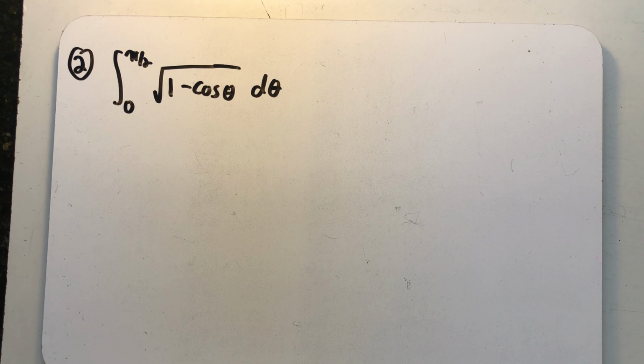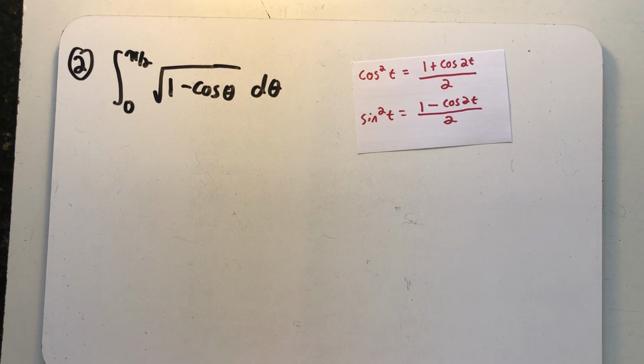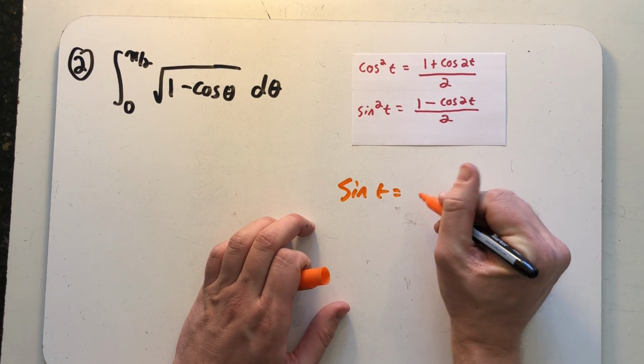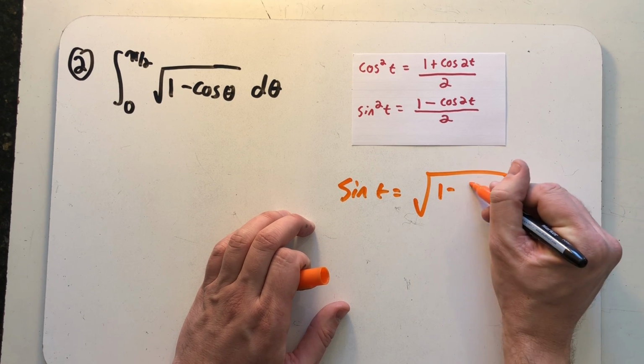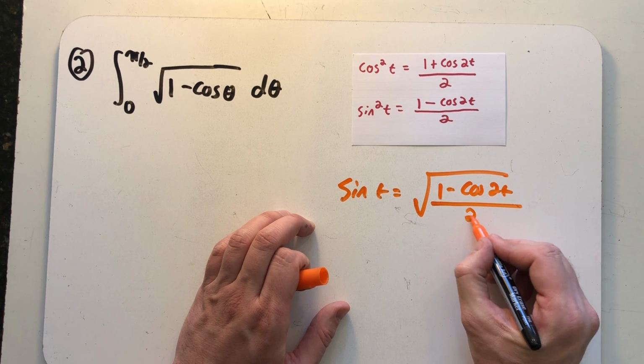And I need to think about where I might have seen some trig identities to help me with this one. And so I have a pair of identities here that I like to think about. They're the power reducing formulas. If you take square roots of both sides, they actually become what we call half angle formulas. And so if I look at this bottom one and imagine taking the square root of both sides, I'd have sine of t is equal to the square root of (1 minus cosine of 2t) all over 2.